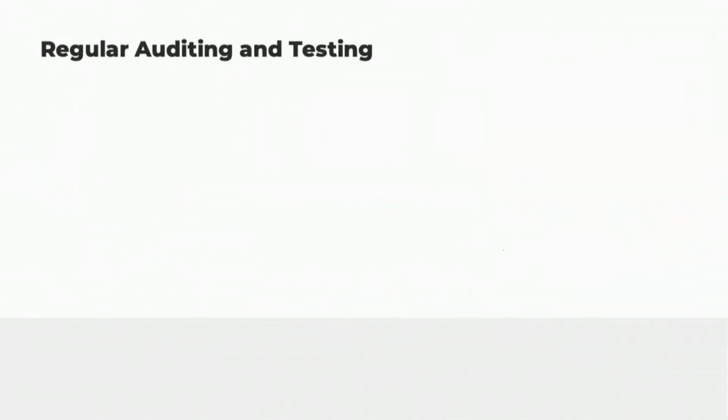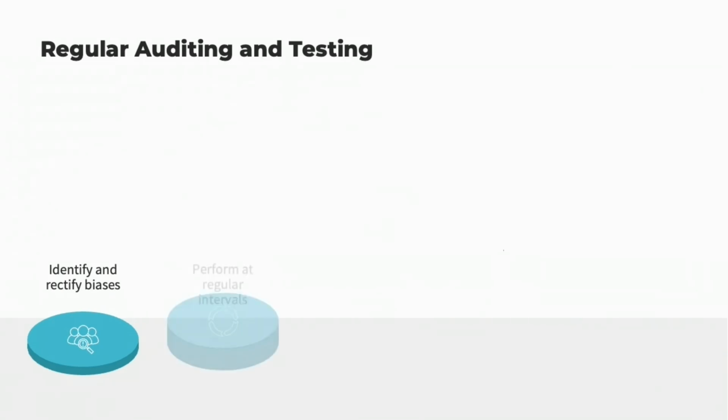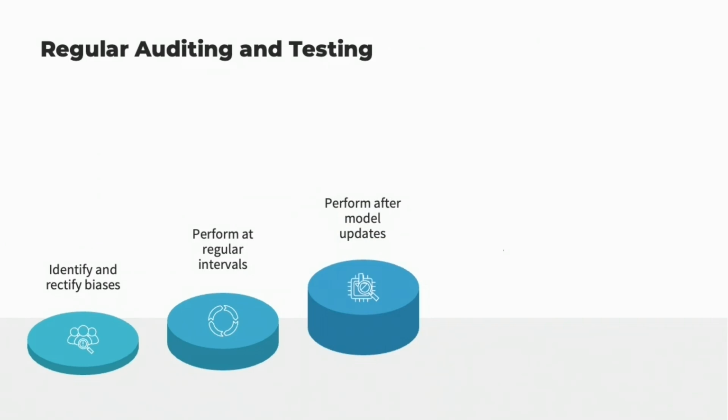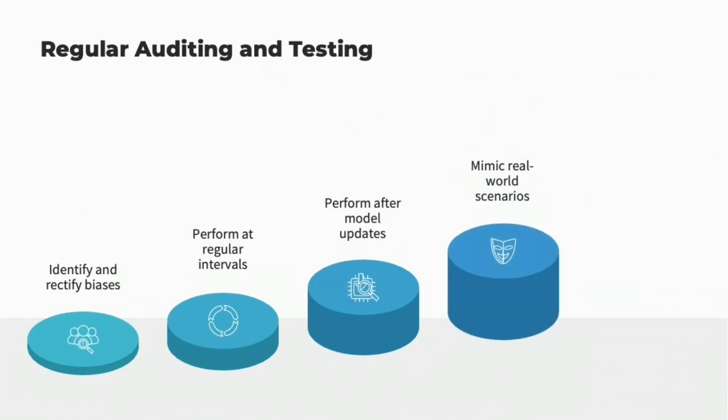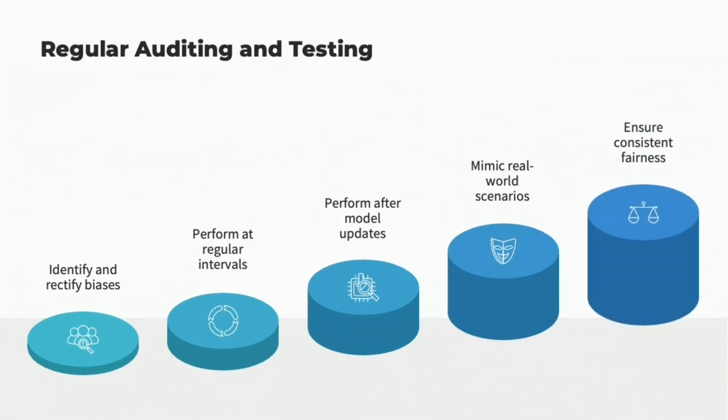Regular auditing and testing. Continuous and rigorous assessments are key to identifying and rectifying biases within AI systems. These audits should be performed at regular intervals and after any significant model updates to detect bias, with testing protocols designed to mimic real-world scenarios as closely as possible to ensure consistent fairness.